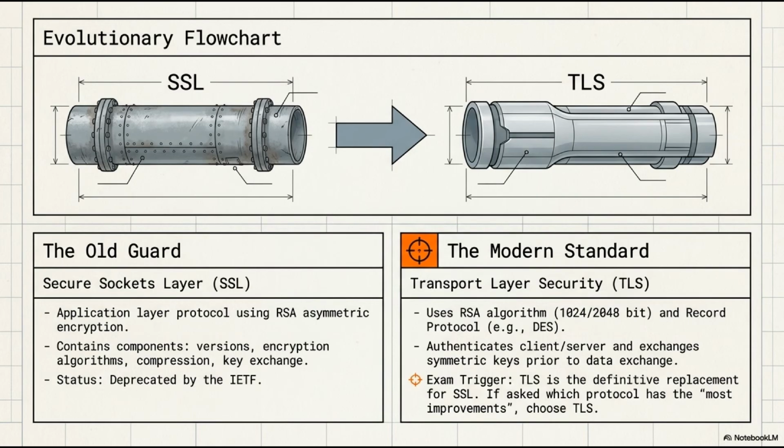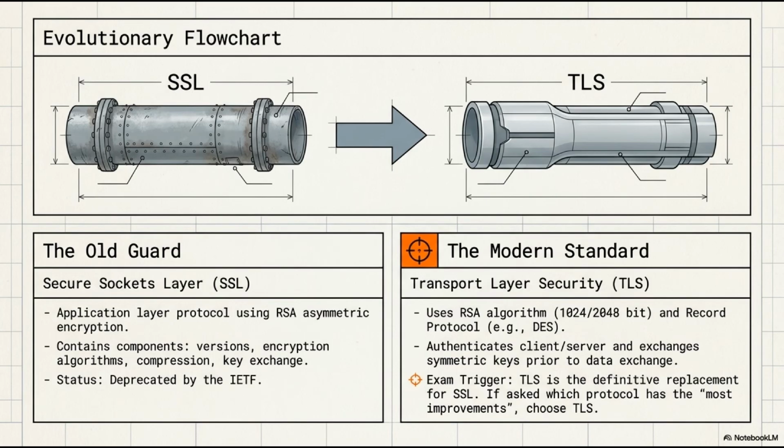Okay, so that brings us to the sleek conduit, TLS, Transport Layer Security. Yes, TLS is the definitive replacement. And why is it preferred for secure email transmission? Because it fixes all the vulnerabilities. It authenticates both the client and the server. It allows them to negotiate the strongest encryption algorithms. And critically, it securely exchanges symmetric keys prior to the actual data exchange. Using that RSA algorithm? Right, it uses heavy RSA math, like 1024 or 2048-bit, just to agree on a secret key. And then it uses the record protocol, like DES, to actually encrypt the data quickly.